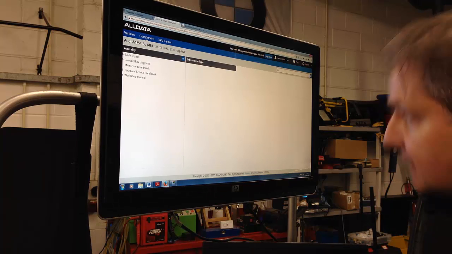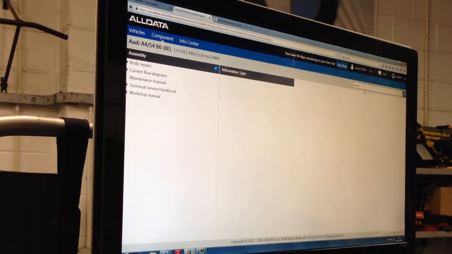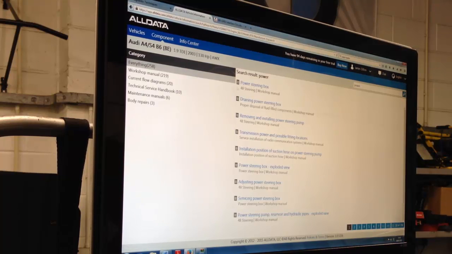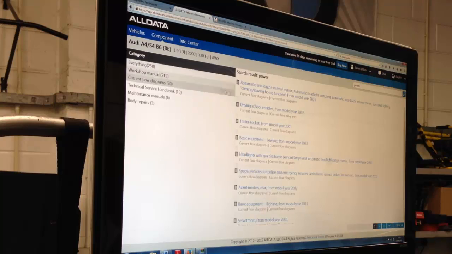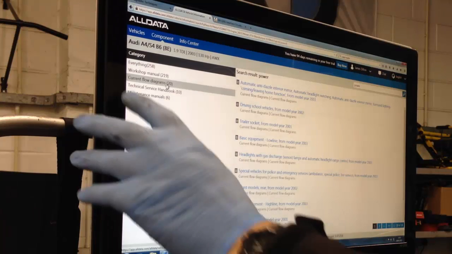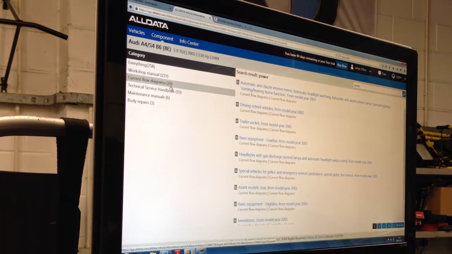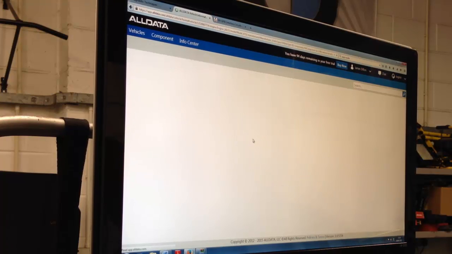So we're going to put power in our search engine. The search engine tries to do a predictive search, so as you type the letters in, it tries to categorize. So sometimes it's a bit funky with making sure it gets you what you want, so we have to just check. So go to power and we search on then current flow diagrams, and we're using All Data here, which is a direct replication of what we get with the Volkswagen system. So we're going to go for basic equipment, so we want to take a look at the stuff that's fitted to the car, and see what data comes up.